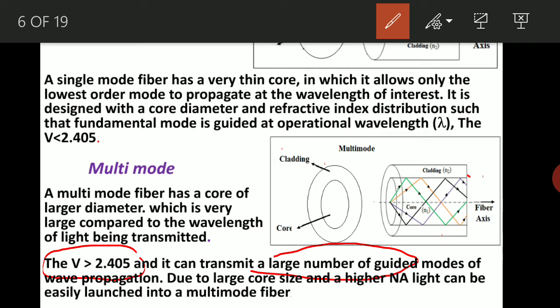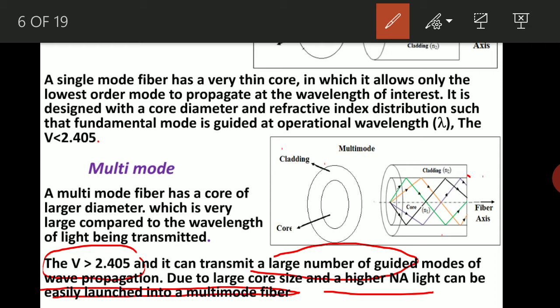Due to the large core size and a higher numerical aperture, it is very easy to launch the light inside the optical fiber. Even ordinary sunlight, whatever light is there outside, if an end of the fiber is held to that, easily from the other side we can see that light is propagating.